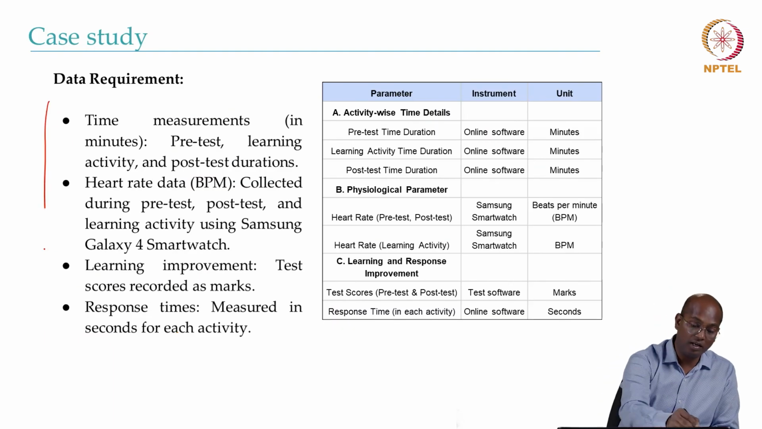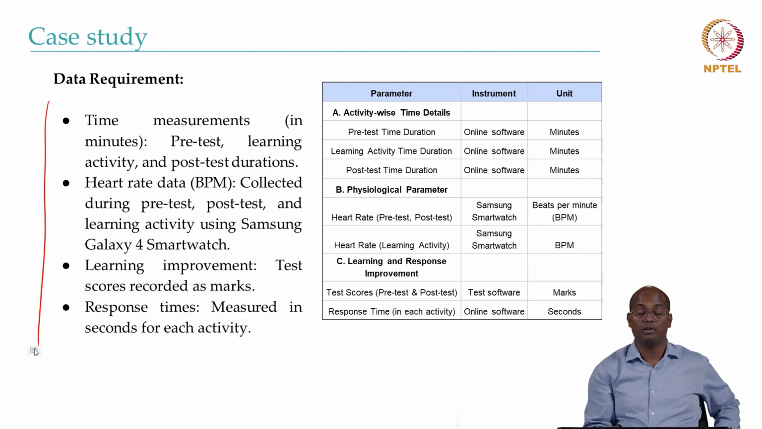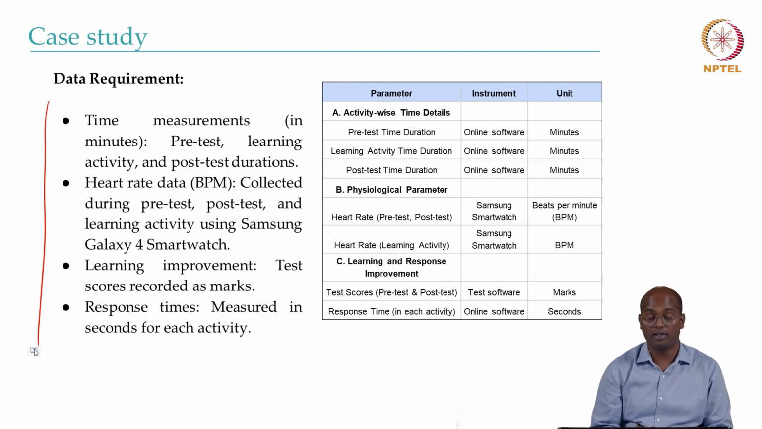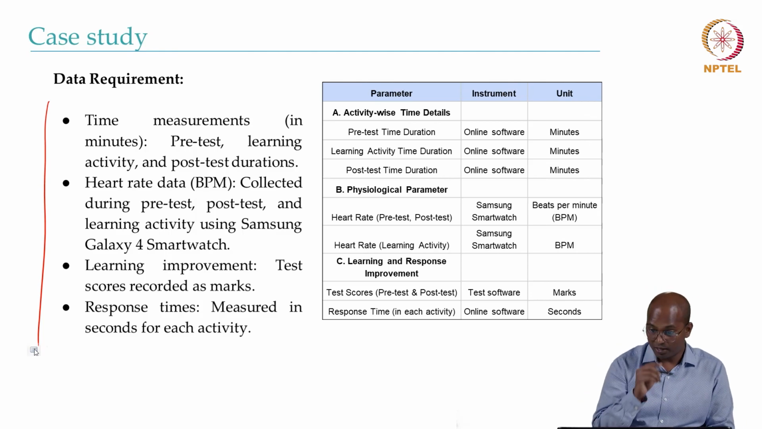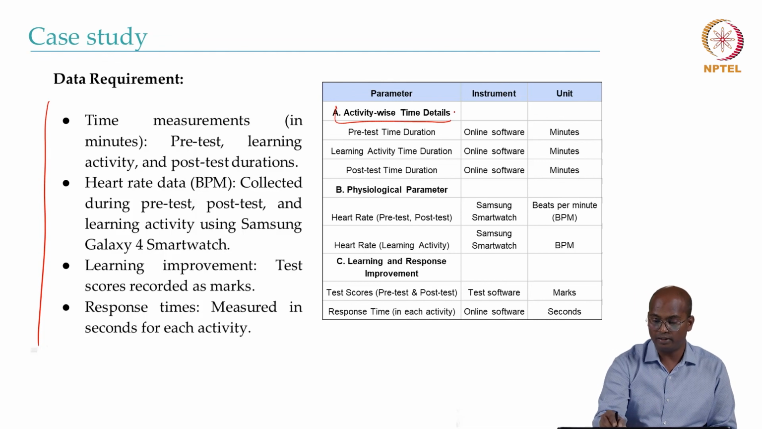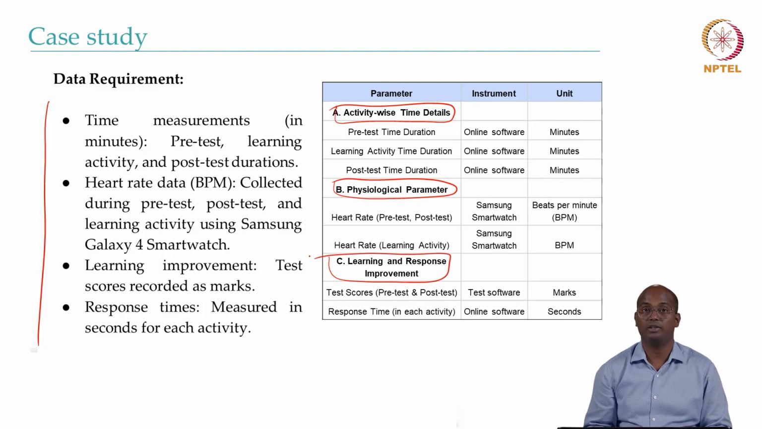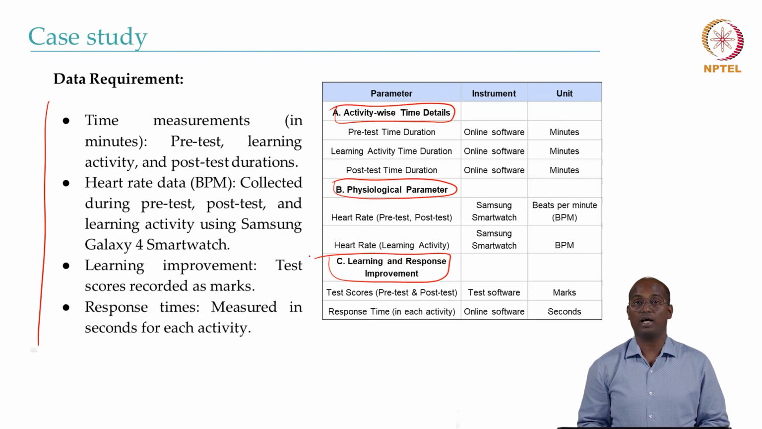So what kind of data is required? Because it's very important to understand what kind of data we need to have, and later we go for the collection. So in our case, we require activity-wise details, physiological data, and learning and response time improvement to understand whether there was any improvement with switching modality, which modalities contribute to better learning, and so on.